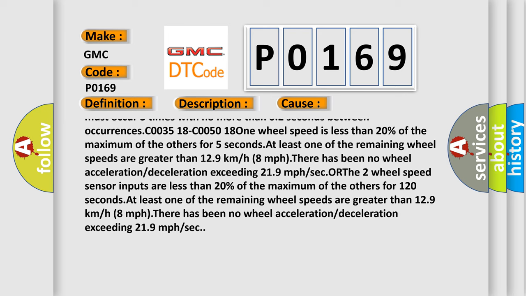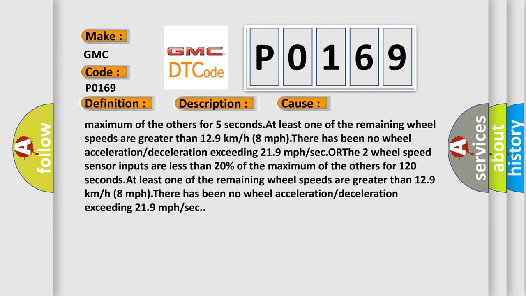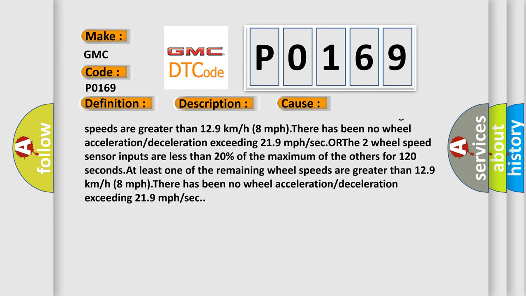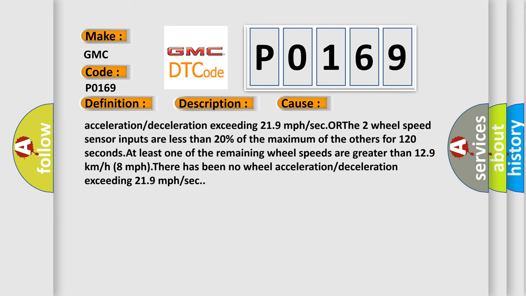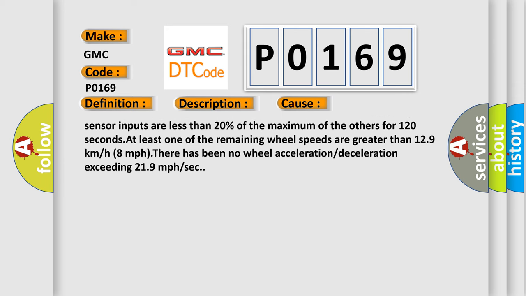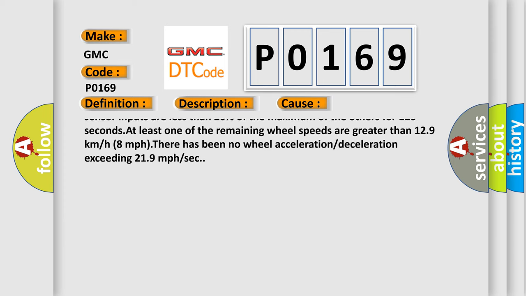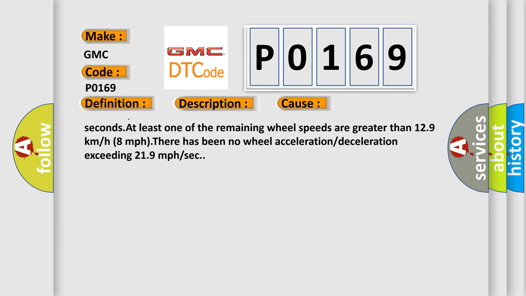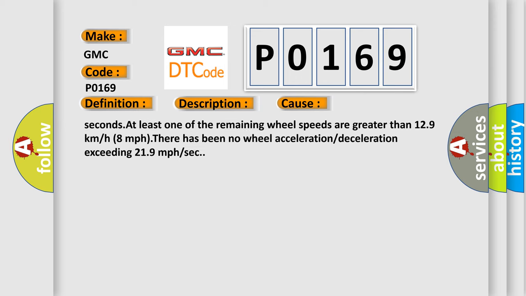One wheel speed is less than 20% of the maximum of the others for 5 seconds. At least one of the remaining wheel speeds is greater than 129 km/h (8 mph). There has been no wheel acceleration or deceleration exceeding 219 miles per hour per second, or the two wheel speed sensor inputs are less than 20% of the maximum of the others for 120 seconds. At least one of the remaining wheel speeds is greater than 129 km/h (8 mph). There has been no wheel acceleration or deceleration exceeding 219 miles per hour per second.